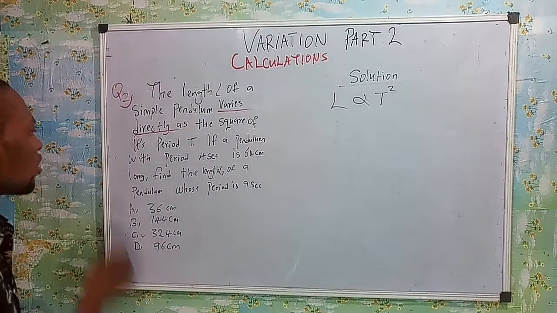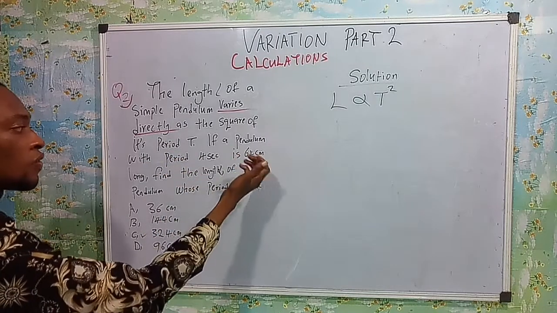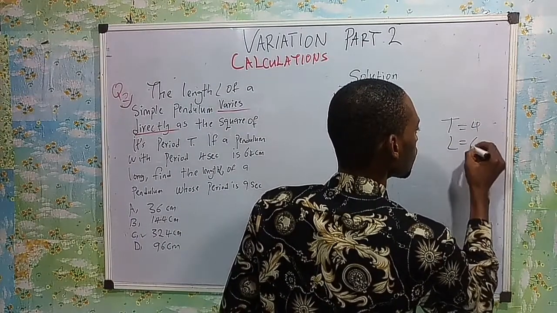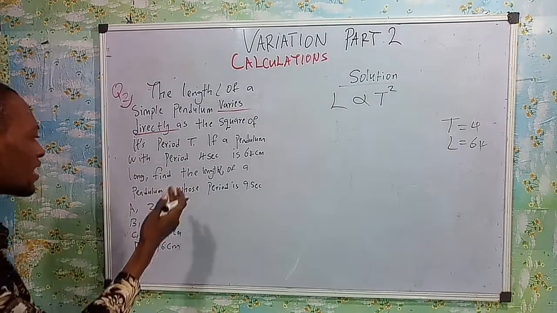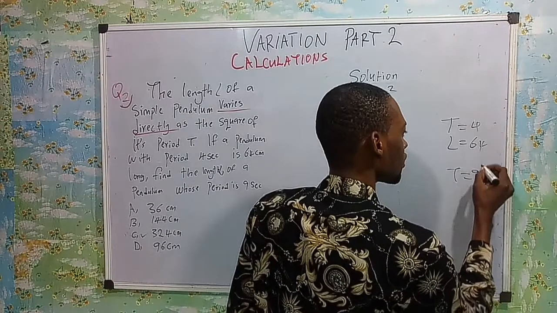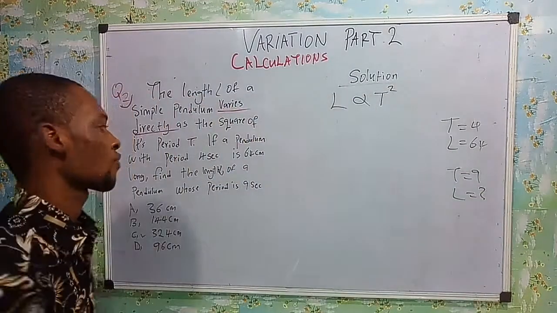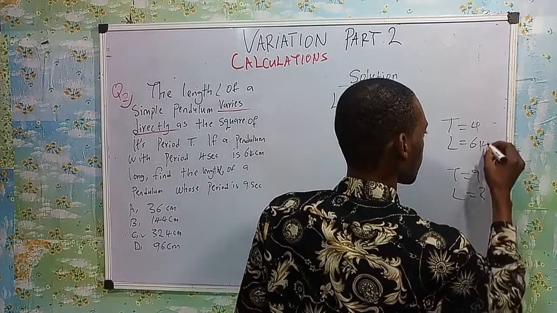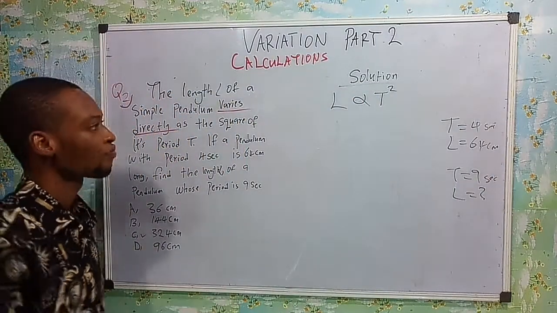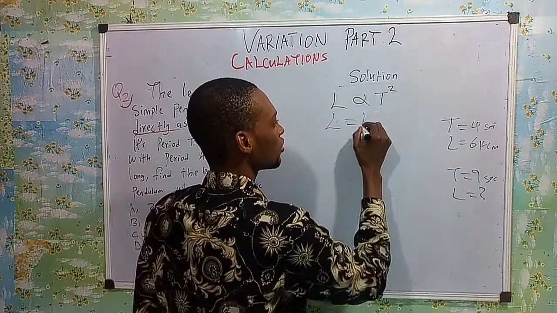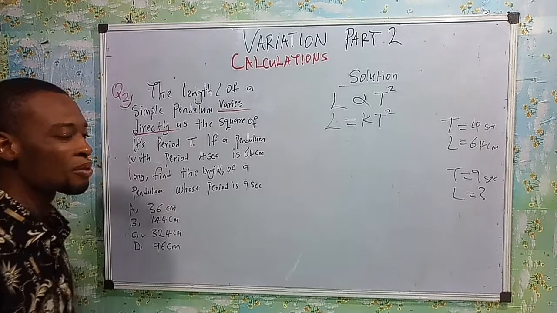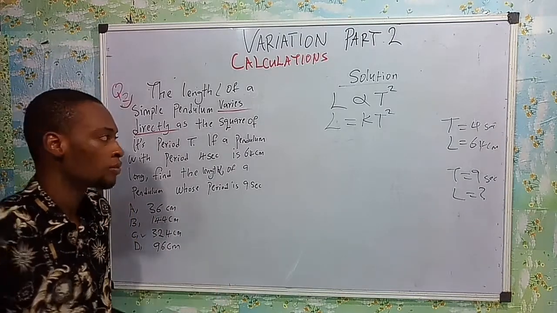Alright, now let's proceed. If a pendulum with period 4 seconds is 64 cm, so if at T equals 4, L equals 64. Then find the length of a pendulum whose period is 9 seconds. So that means at T equals 9, L equals the question. So let's proceed like in our usual way: L equals k T squared. Alright, don't be confused by the square. It's the same. Don't let any question under variation scare you.